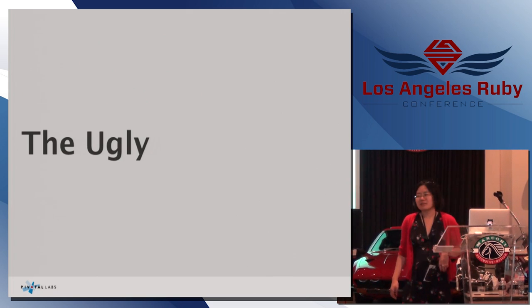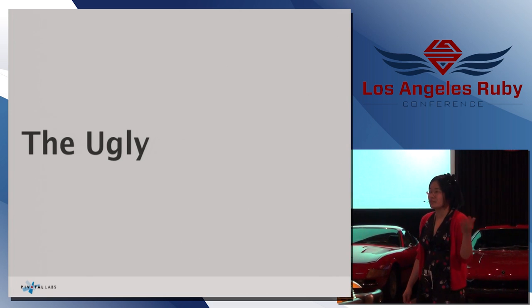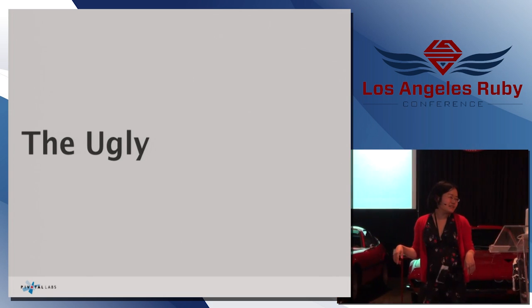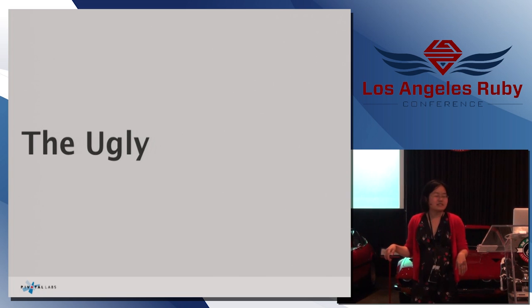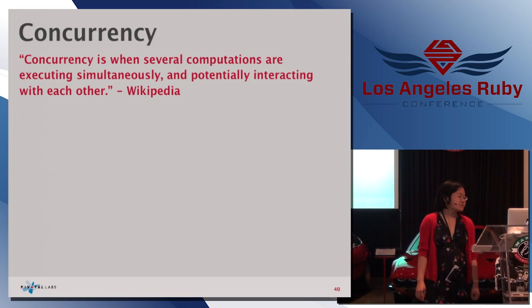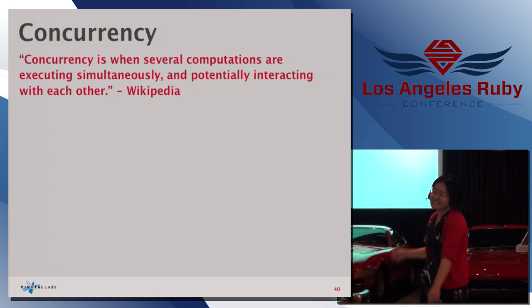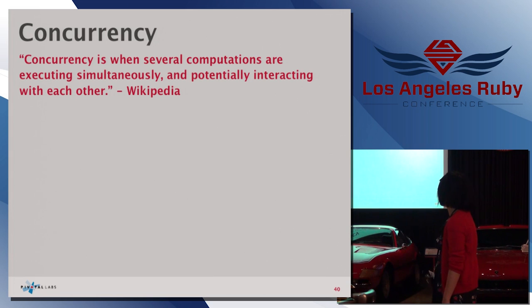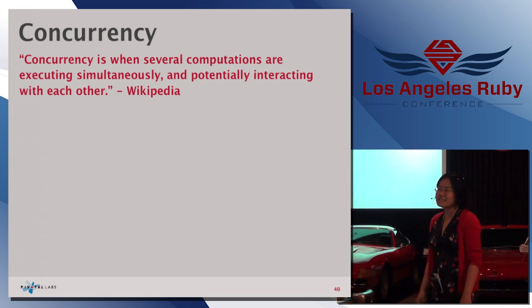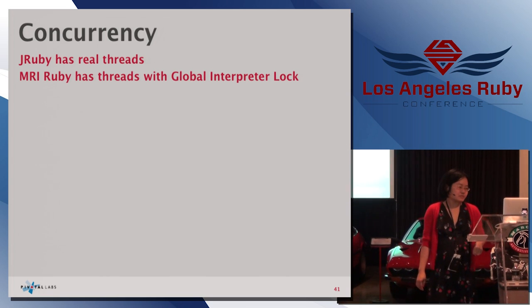So the ugly. What's the ugly? Well, the ugly is basically everything that doesn't fit under the good or the bad. And for me, it's basically concurrency. So what is concurrency? Concurrency is when several computations are executing simultaneously and potentially interacting with each other. That's the Wikipedia definition. But what does it mean for JRuby?